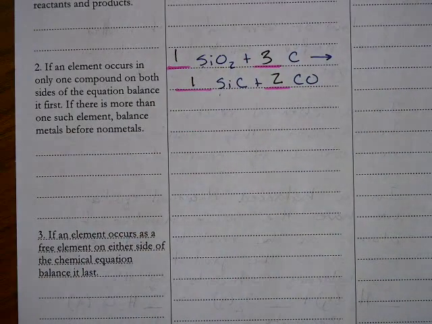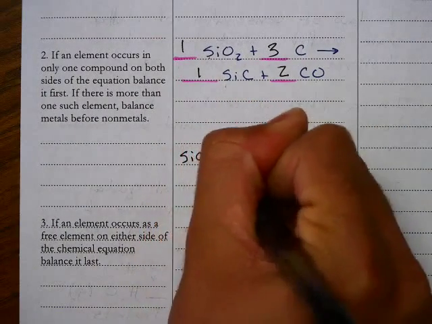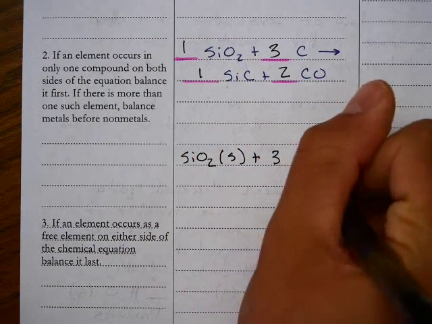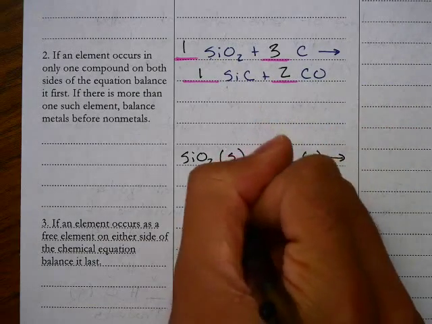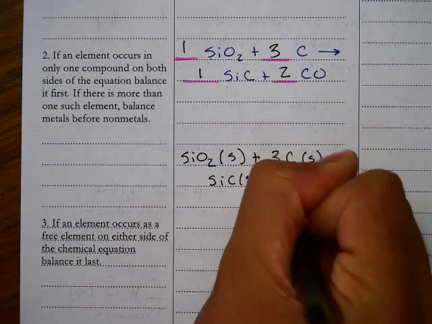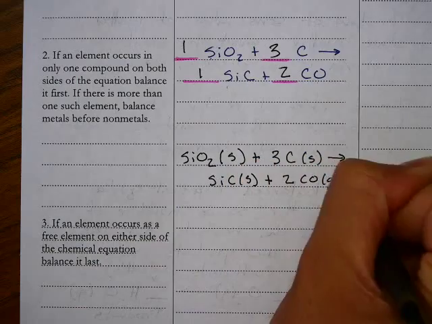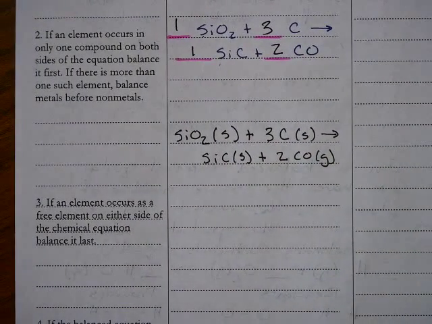And if we were to write out our final chemical equation, we would write silicon dioxide as a solid is going to react with 3 solid carbons to produce solid silicon carbide and 2 carbon monoxide gases. Okay. And we would check that it's balanced by counting the number on each side. Which is, and then we'll talk about step number 4.